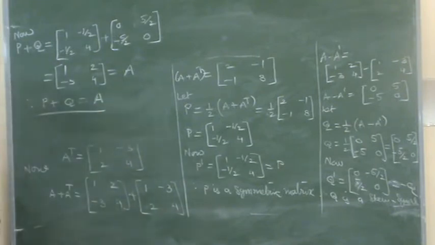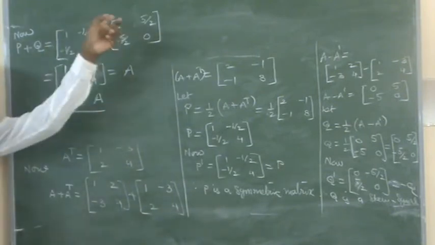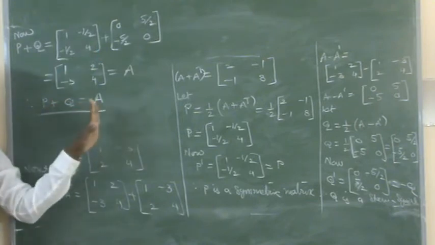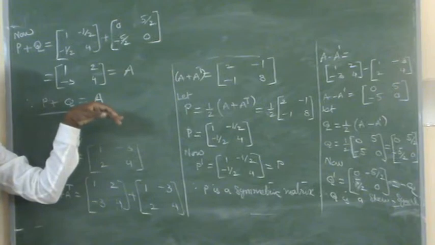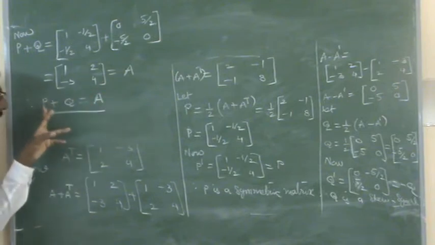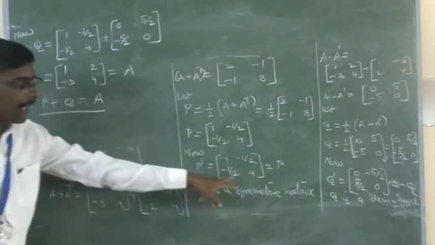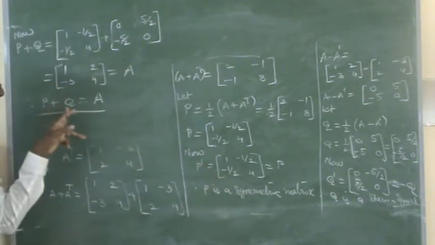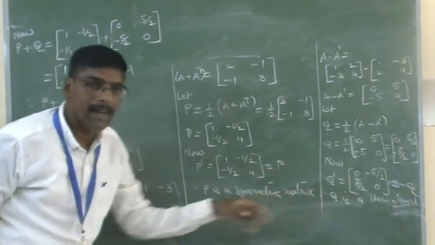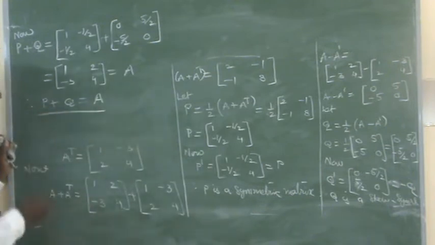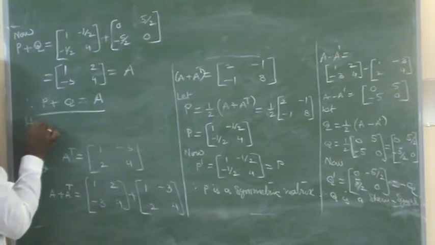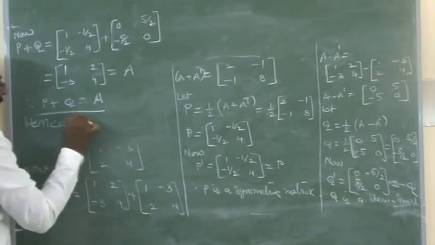See what they are asking for: express the given matrix A as the sum of symmetric and skew symmetric. This is our final answer. P is a symmetric matrix, proved, and Q is a skew symmetric matrix. So P plus Q is equal to A. Whenever we get this answer, hence it is proved.